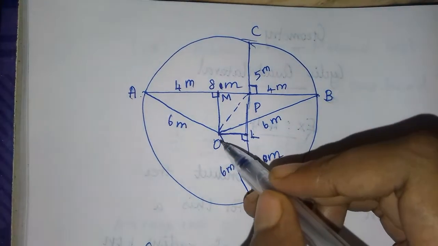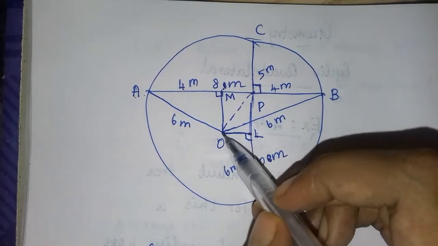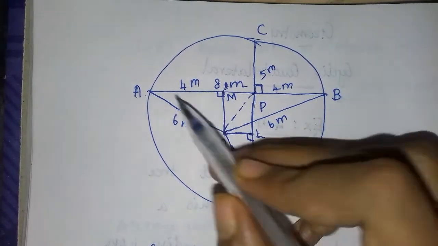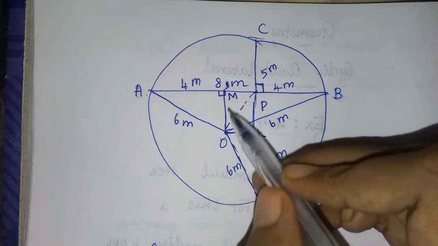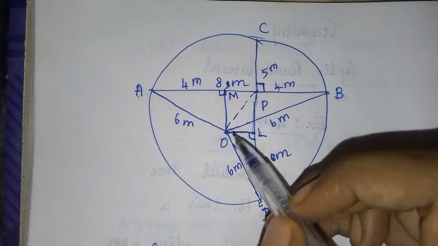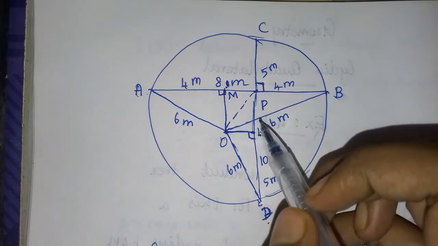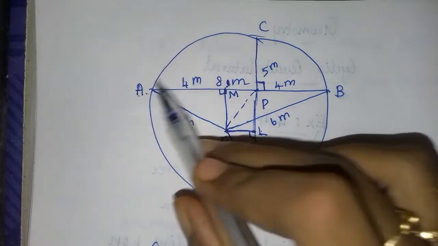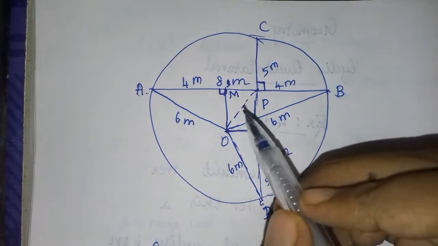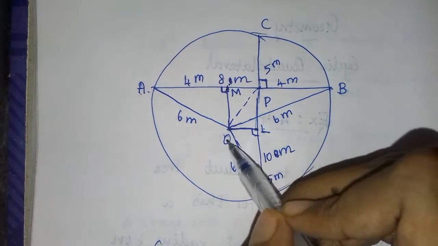Now we are going to find the distance between O and M. How will we find that? We know by this triangle OAM that this distance is 4 meter and this is 6 meter. So by the Pythagoras theorem we can find this distance easily. Here which is the hypotenuse? OA is the hypotenuse. Why? Opposite to the 90 degree is the hypotenuse. By the Pythagoras theorem we are going to find OM first of all.